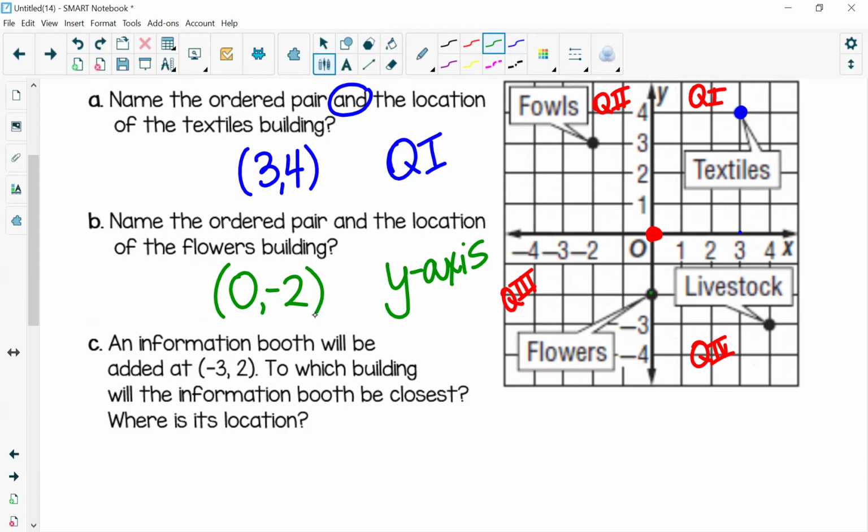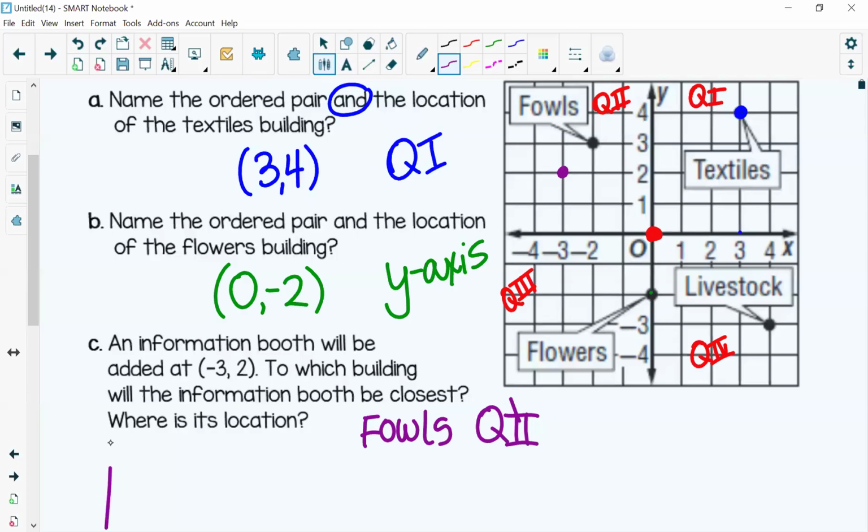So now an information booth will be added at -3, 2. So we're going -3, +2, right, right there. That will be the information booth. To which building will the information booth be closest to? It is closest to Val's. Okay. Where is its location? Well, its location is going to be in quadrant 2. It already gave us the ordered pair.